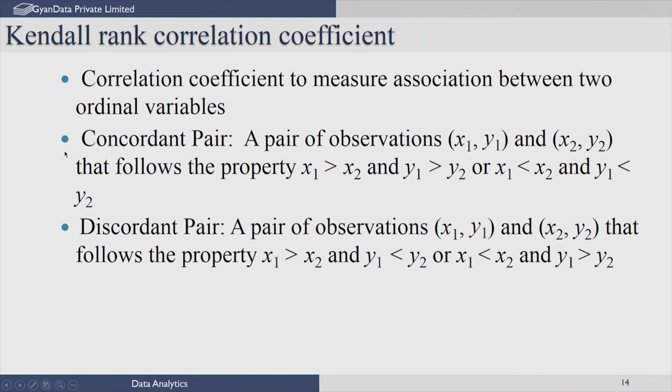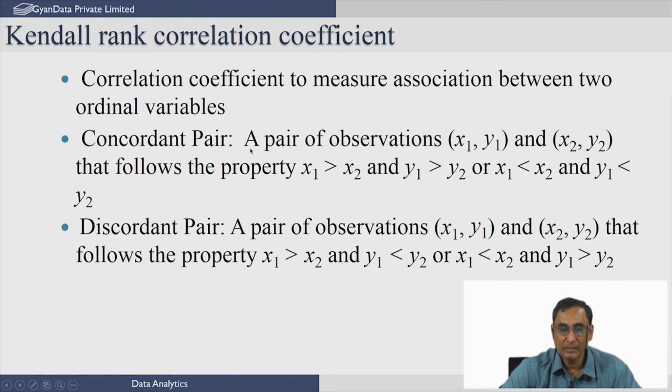So, a third type of correlation coefficient that is used for ordinal variables is called Kendall's rank correlation, and this correlation coefficient also measures the association between ordinal variables. In this case, what we define is a concordant and a discordant pair. If you look at the values, compare two observations, let us say x1 y1 and x2 y2.